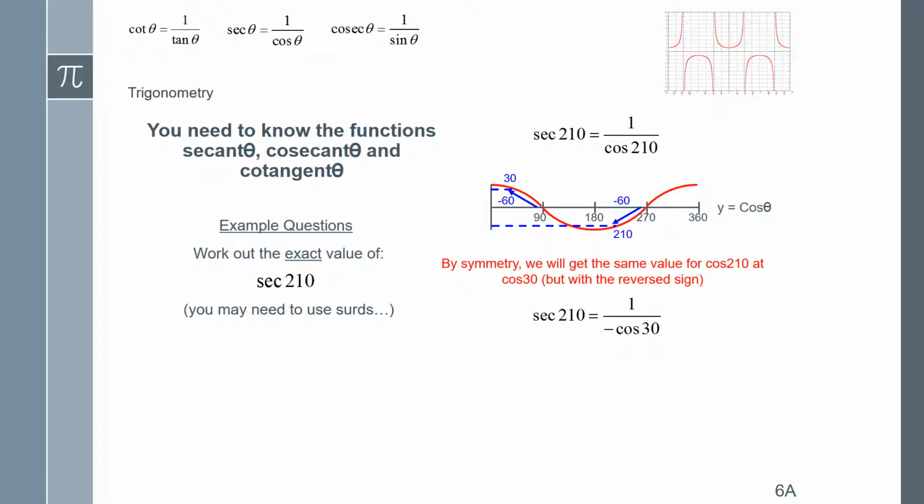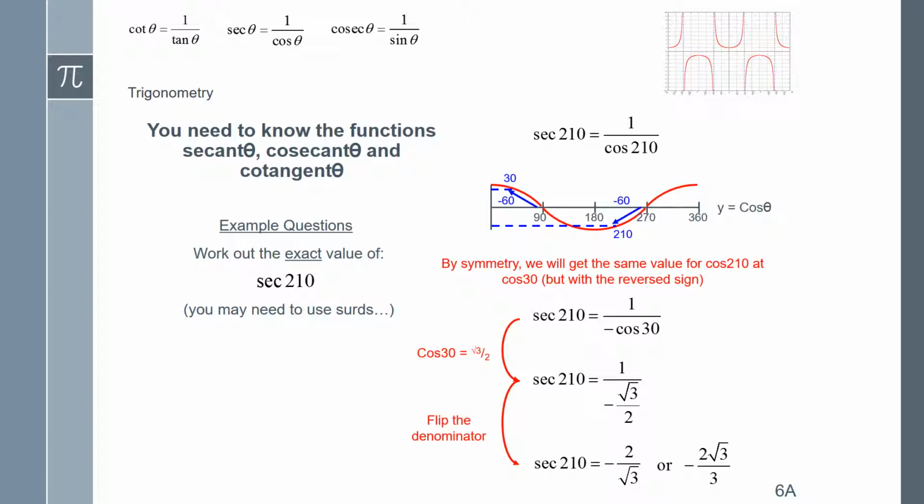Cos 30 is one of the trig ratios you should have learnt. Cos 30 is root 3 over 2, so it's 1 over minus root 3 over 2, which is minus 2 over root 3. That's not terribly satisfying as answers go, because we've got a surd in the denominator, so we can rationalise that by timesing by root 3 over root 3 to get minus 2 root 3 over 3. So sec 210 is minus 2 root 3 over 3.